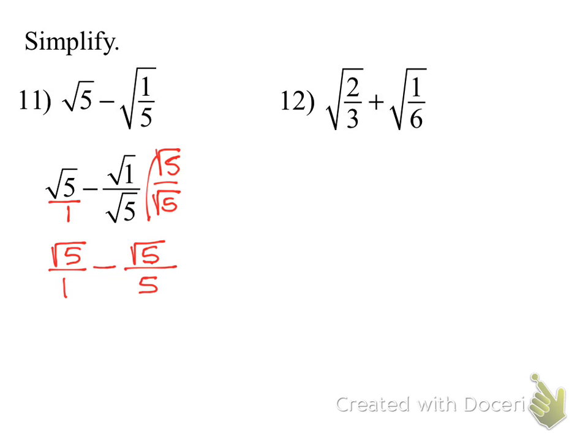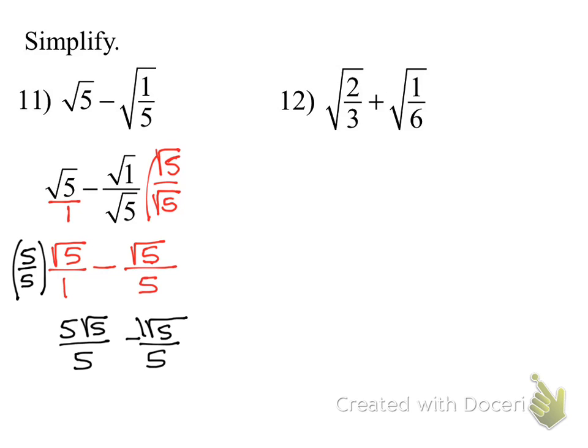Okay, now what? Common denominator. What do I need to do? Find by what? 5. 5 over 5. Not rad 5 because we need the denominator now to be 5. So then I end up with 5 rad 5 over 5 minus 1 rad 5 over 5.